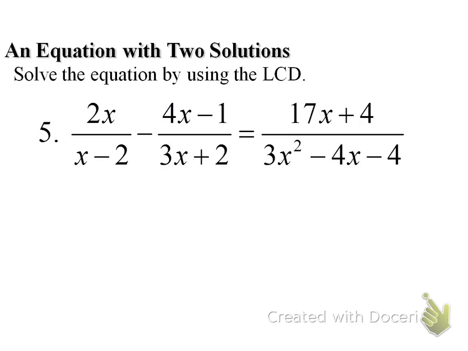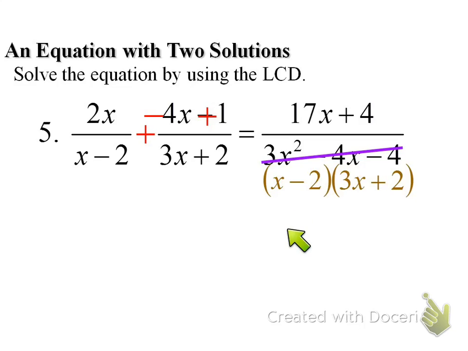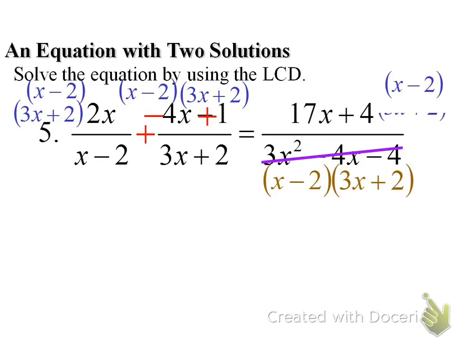Before I rewrite that, though, I'm going to take care of that negative sign. So I'm distributing a negative to the 4x and to the negative 1 just to take care of that up front so I don't forget about it. And then I'm going to write that in factored form. Now it's very easy to see what your common denominator needs to be, right? We have x minus 2 and we have 3x plus 2. So I'm going to multiply through by x minus 2, 3x plus 2.